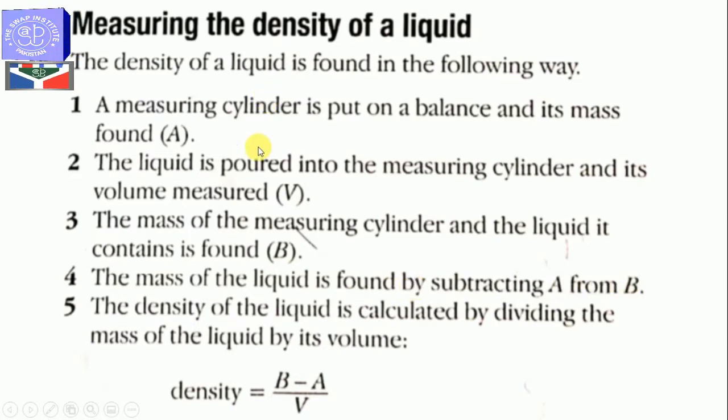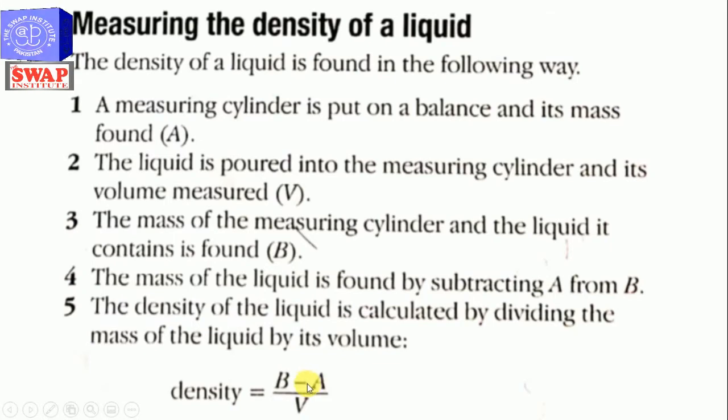This one was the first mass and this one is the second mass, and we can find the mass of the liquid by subtracting B minus A. Basically these are those steps which are similar to the previous lecture, as I discussed in measuring the density of an irregular shaped solid. The density of the liquid is calculated by dividing the mass of the liquid by its volume. For all the cases, density is equal to mass over volume.